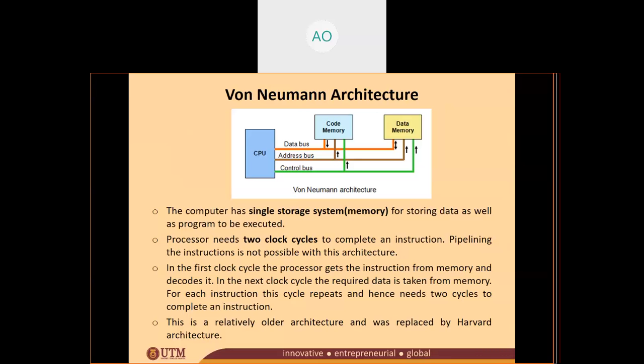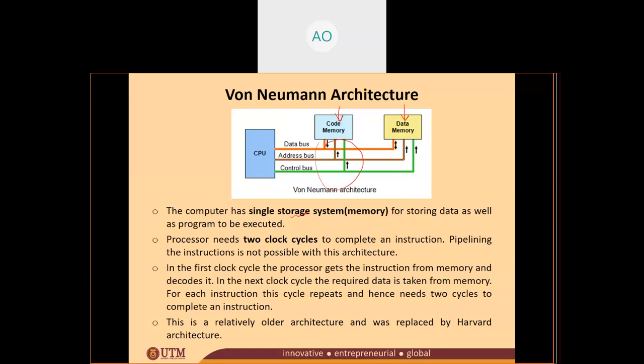In this von Neumann architecture, you can see the computer has a single storage system, which is a memory for storing data as well as the program to be executed. You have a code memory as well as the data memory, and this memory shares the same buses, the same signal pathway. You can see here that it shares the same signal pathway.